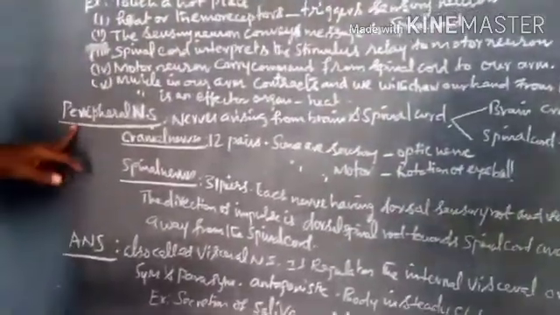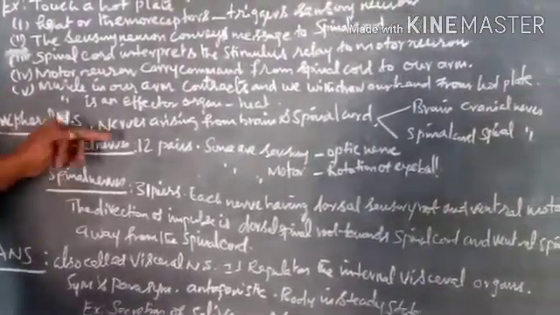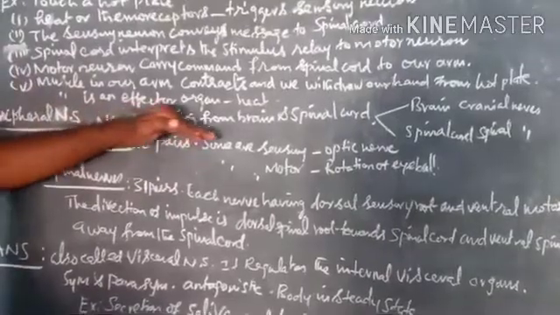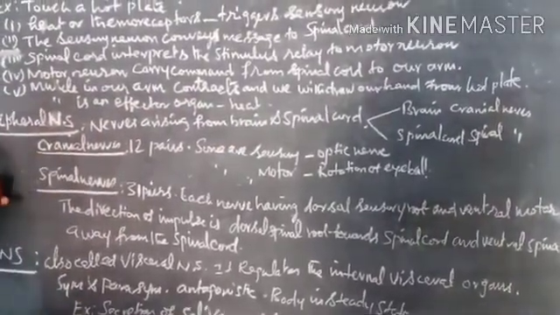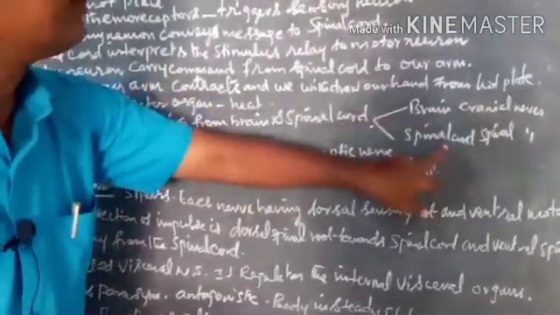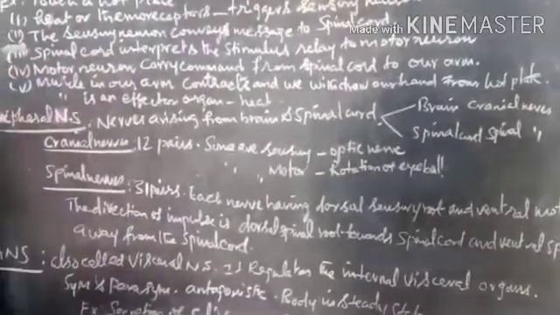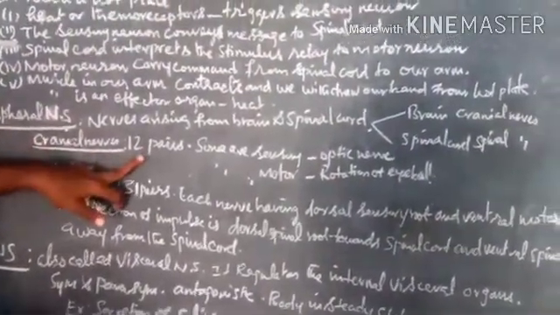Then finally, the peripheral nervous system. What is called the peripheral nervous system? The nerves arising from the brain and spinal cord are called the peripheral nervous system. It is of two types: from the brain, cranial nerves, and from the spinal cord, spinal nerves. The cranial nerves are 12 pairs in number.